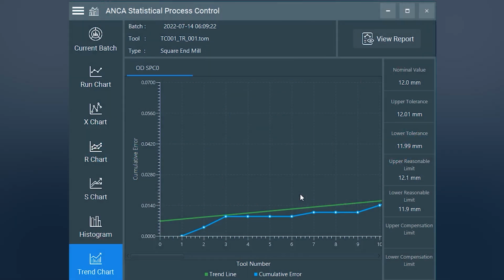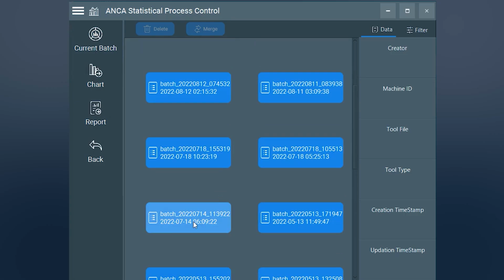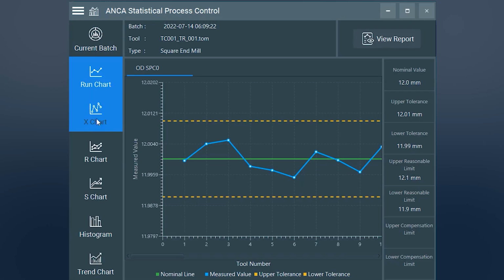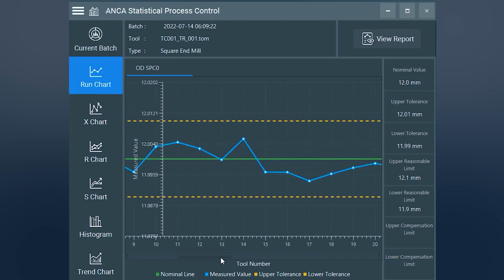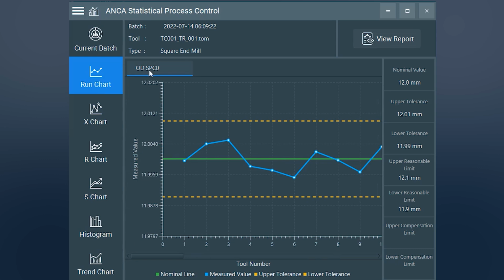Continuing on from last week, in today's tooltip, I'll show you one of the critical functions in SPC, which is the trend chart. So let's open up from the historic data one of the batches where we've just done the OD-SPC. So in here, you can see there's a batch of 50 tools we have ground, and we have used the laser OD-SPC, and we have done the compensation.